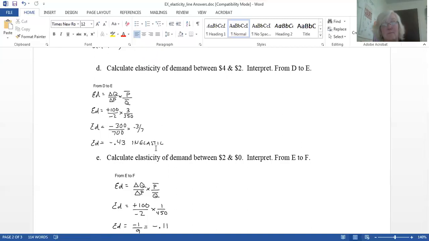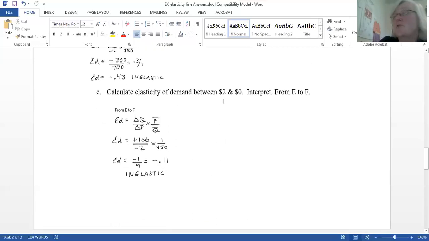So if I were to ask you to hypothesize, what would E look like? I think we can agree that it's going to be less than 0.43. It's going to get smaller, the absolute value. All right, so let's try it. So between $2 and $0, that's represented by points E and F on that demand curve. Same formula, same 100 over negative 2, but now between 2 and 0, my average price is 1. Between E and F on the quantity, the horizontal axis, between 400 and 500, the average is 450, halfway between. Multiply the top, multiply the bottom, you're going to get negative 1/9, and that's negative 0.11.